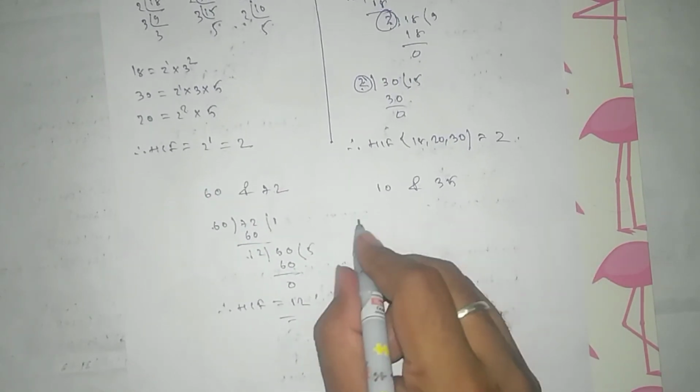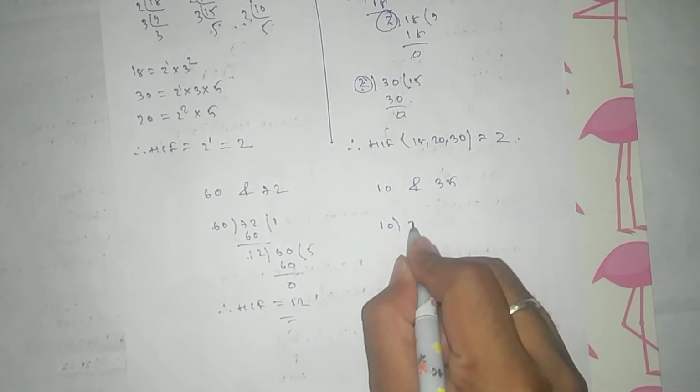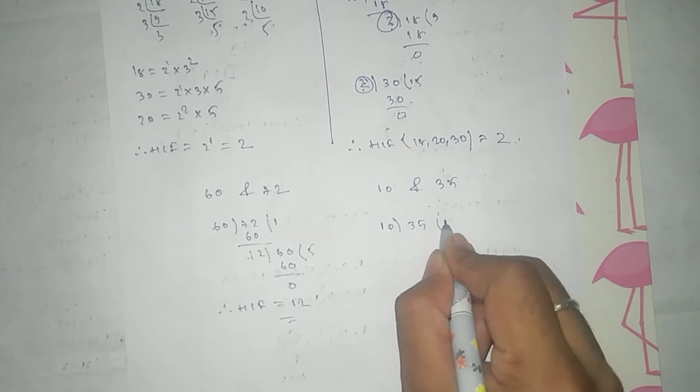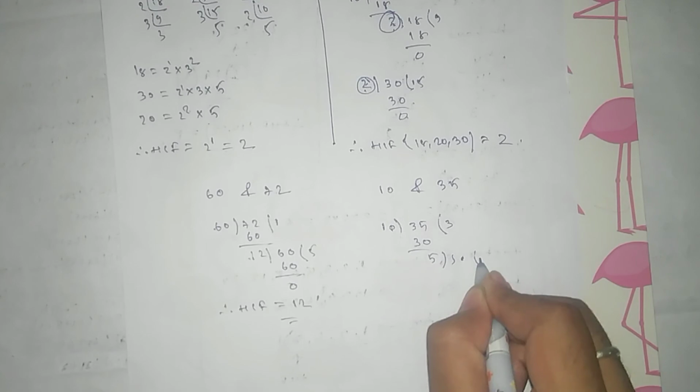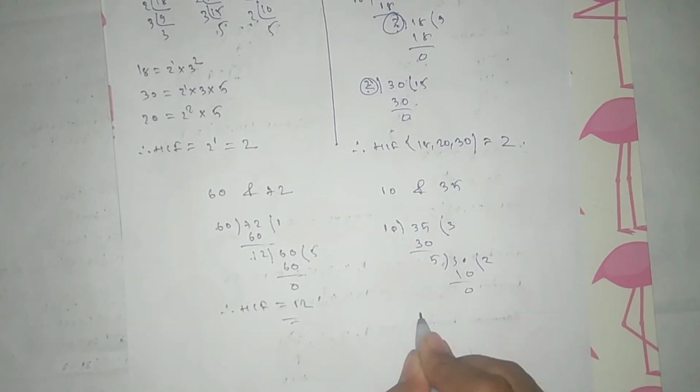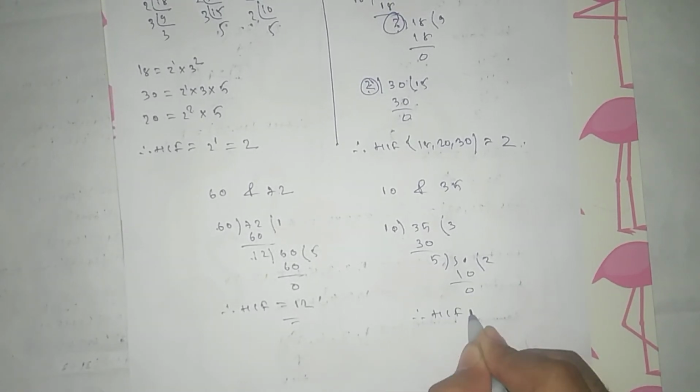You can take other numbers like 10 and 35. In this case, what is smaller? 10 is smaller, so we'll keep it here. 10 threes are 30, we are getting remainder 5, and 5 twos are 10, remainder 0. That means therefore the HCF is 5.